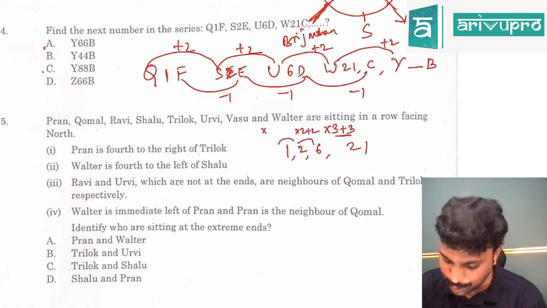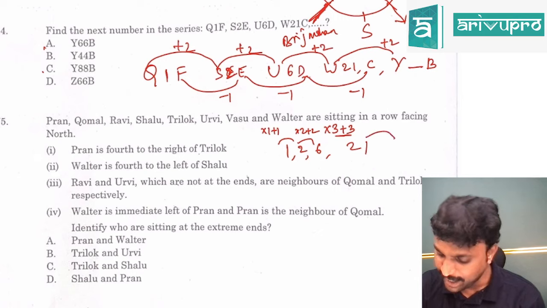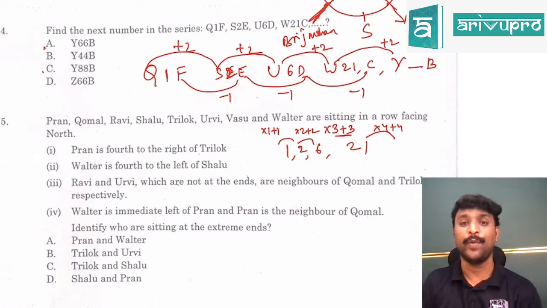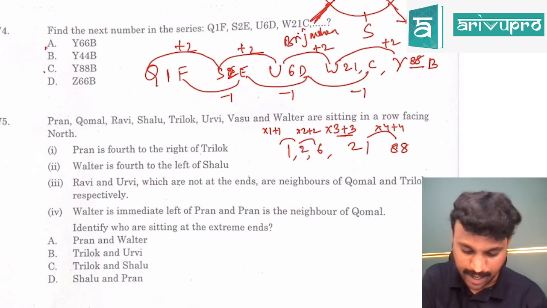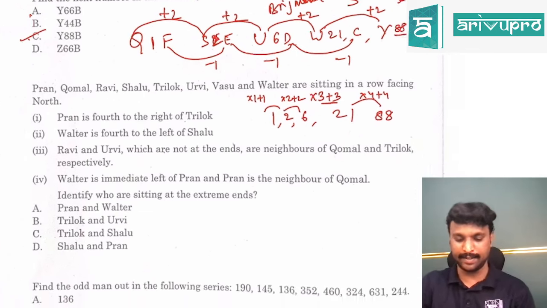1 to 2, it's into 1 plus 1. Definitely, it's going to be into 4 plus 4. 21 into 4 is 84. 84 plus 4 is 88. So definitely the number is 88. So option C is the right answer.